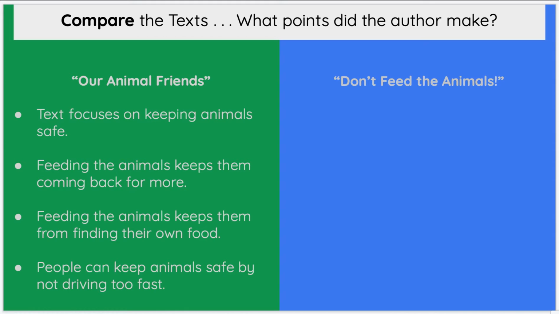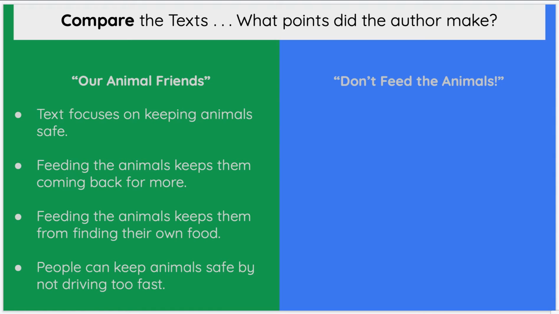I remember that in this text, the author really focused on how to keep animals safe. He said that feeding animals will keep them coming back for more. He said that feeding the animals keeps them from finding their own food. And I also remember that he said that people can keep animals safe by not driving too fast. Those are the most important points that I can remember the author making.